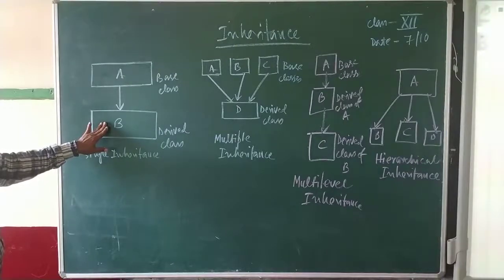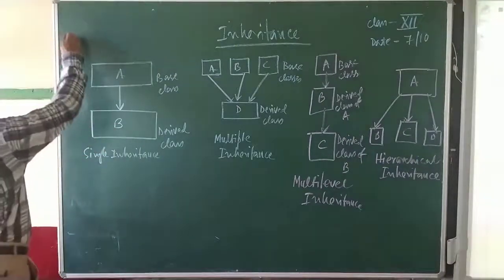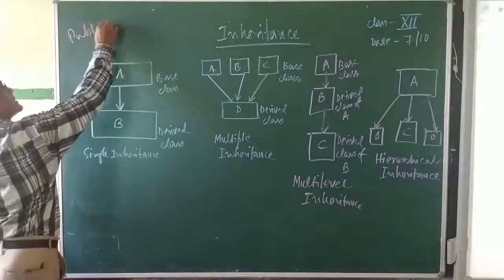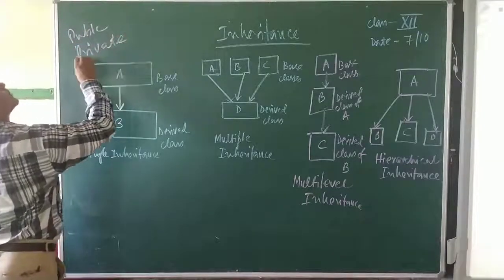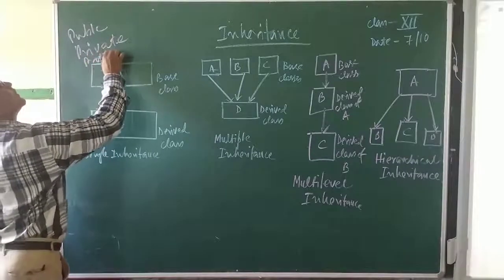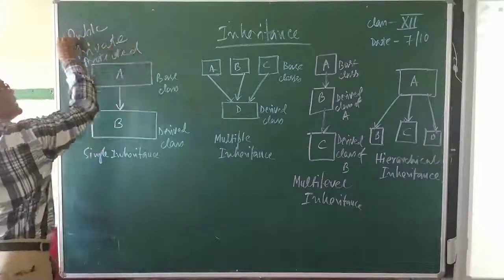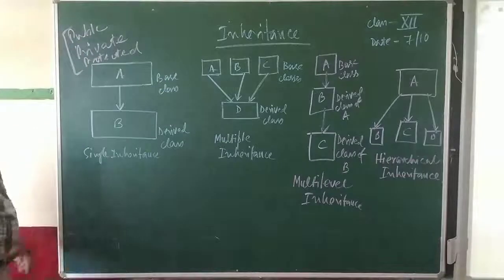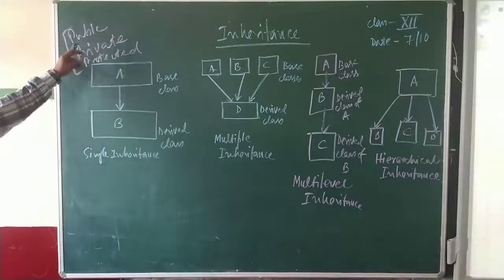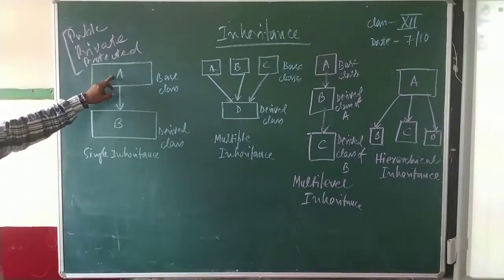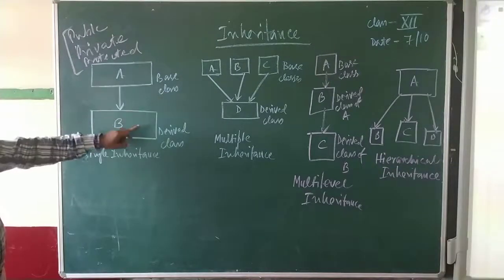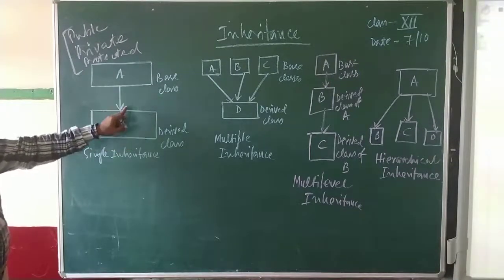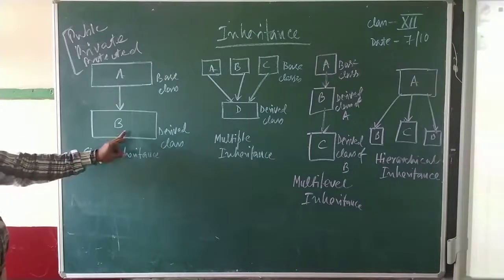But here there are 3 keywords: one is public, another is private, and another is protected. These keywords are very essential here. If you write any variable as public, then that can be inherited. Here it is a base class, this is the derived class. Now I am connecting with this, and the main function will be generated from here.